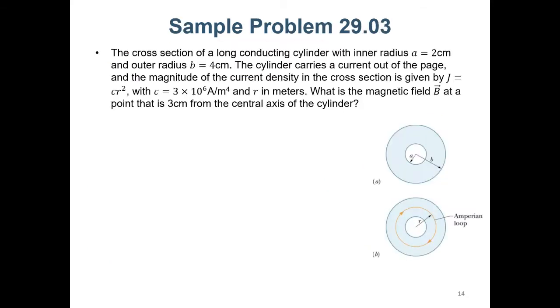Okay, so we have a sample problem. The cross section of the long conducting cylinder with inner radius a and outer radius b. The cylinder carries a current out of the page and the magnitude of the current density across the cross section is given by J, which is proportional to the square of the radius, with C equals 3 times 10 to the 6 ampere per meter to the fourth power. What is the magnetic field at the point that is 3 centimeter from the central axis of the cylinder? Which means that we need to calculate the magnetic field for r equals 3.